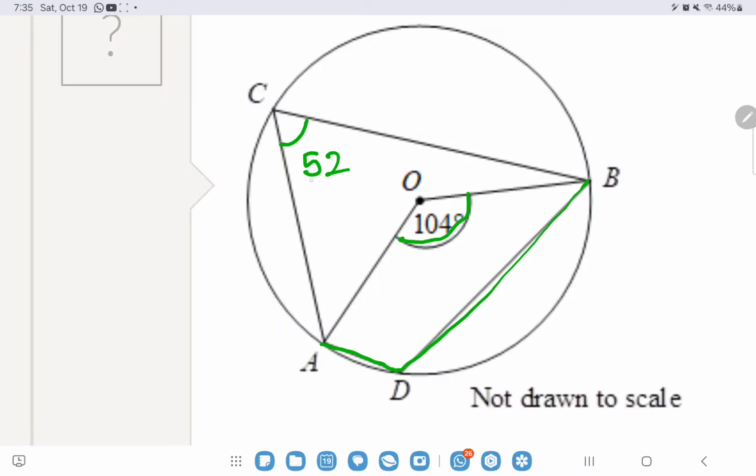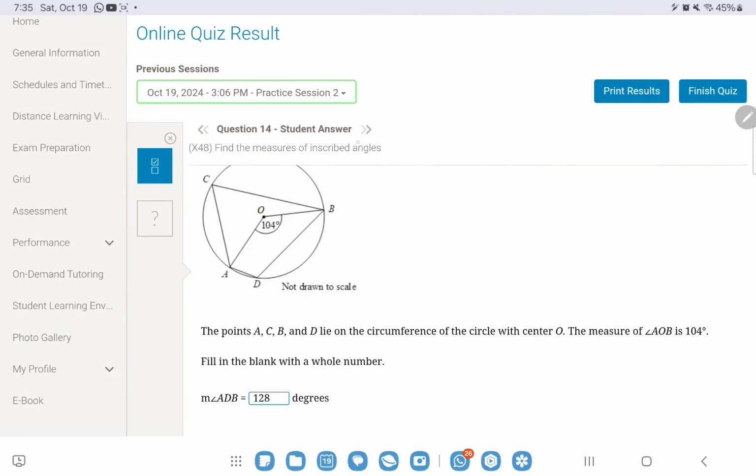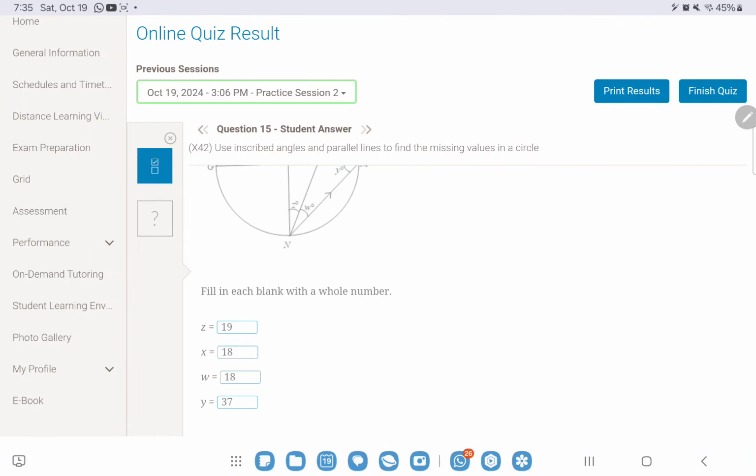And since this is a cyclic quadrilateral, 180 minus 52 is 128, which is our answer. That is it. So 128. Since it's cyclic, and cyclic angles are supplementary when they're opposite. See? 128 degrees. Okay, so let's move on to this part.